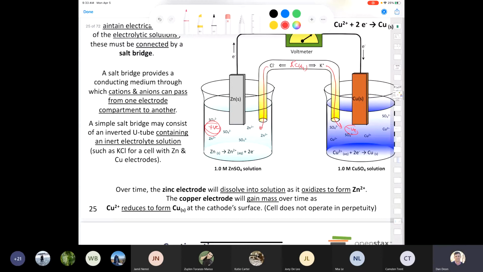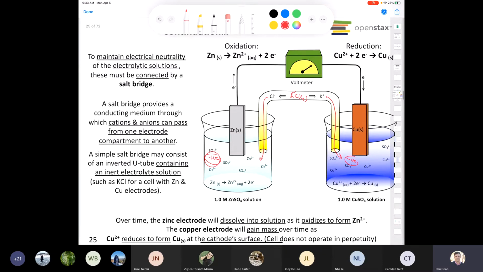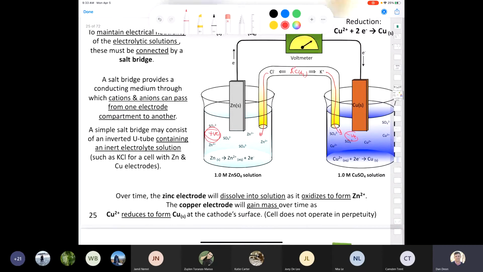Now, if you're curious, you probably noticed that there's no problem with this cell. We're able to harness the flow of electrons in the redox reaction. Everything's balanced. There's nothing wrong with this cell drawn on this slide. However, the cell is not going to operate in perpetuity. That's just a fancy way of saying it's not going to run forever, is it?